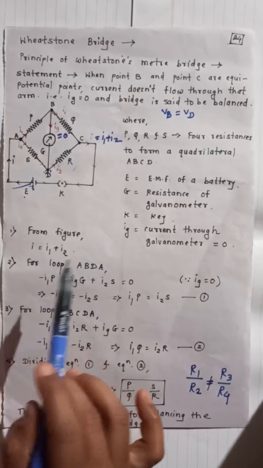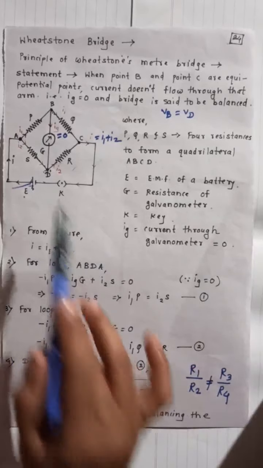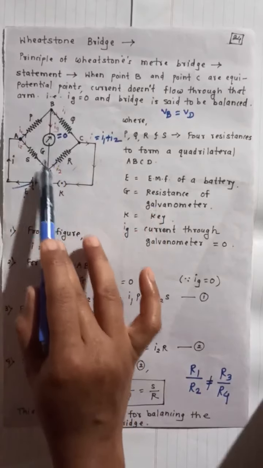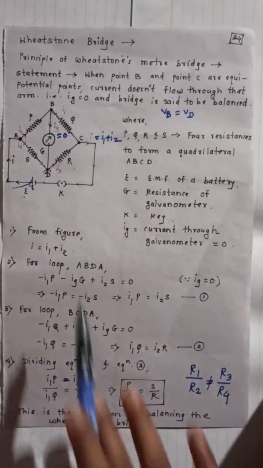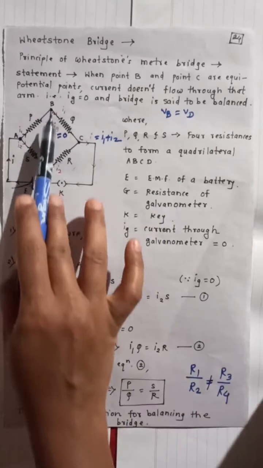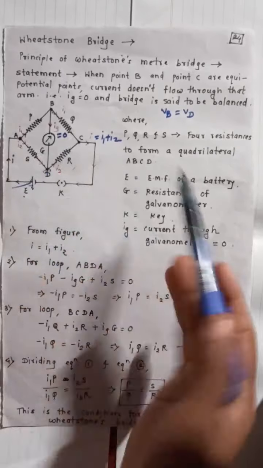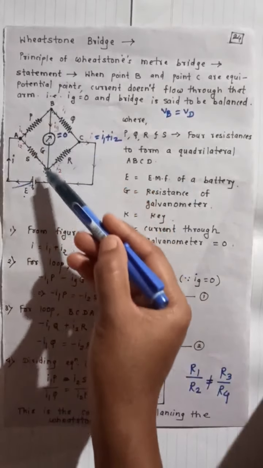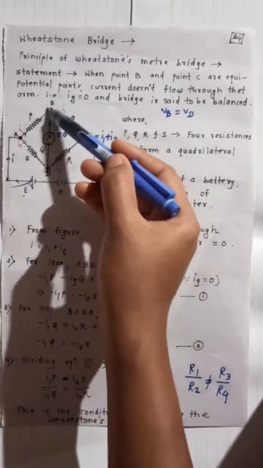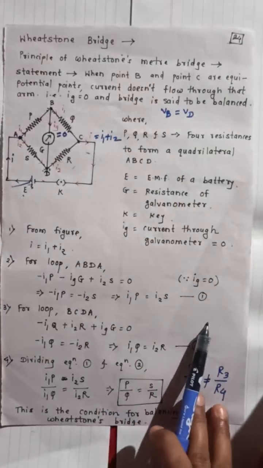So for the loop, okay, now use the Kirchhoff's voltage law. For the loop A, B, D, A, okay, A, B, D, A, and the second B, C, D, B. Symmetry पहा आणि मग loop select करा. A, B, D, A first loop, B, C, D, B. So both the loops I am tracing in clockwise direction.